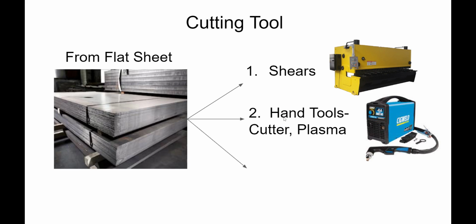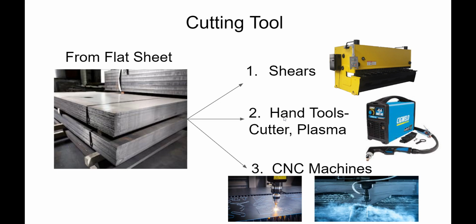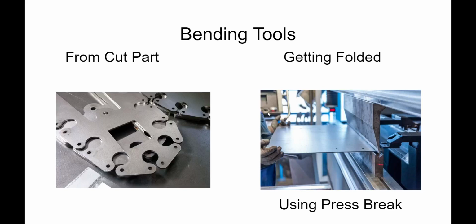And the third important one is CNC machines, which are used nowadays in a lot of companies. The benefit of having CNC machines is it can cut all the different and accurate shapes with just a click of a mouse, or just with a design in SolidWorks or Solid Edge or any CAD/CAM software.